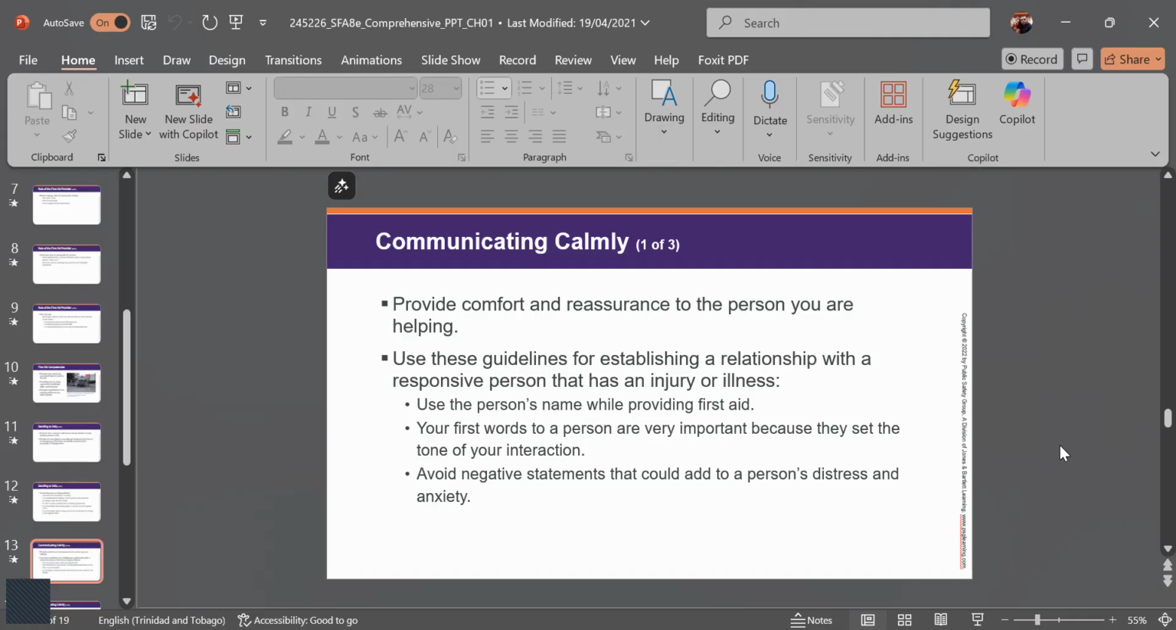And what we found now is a lot of people prefer to put things on social media instead of helping. Please don't be one of those persons. Avoid negative statements that could add to the person's distress and anxiety, which is part of what I just said, right?